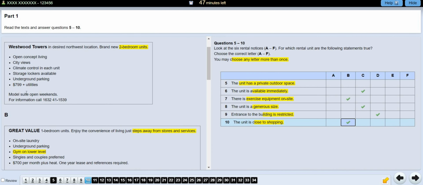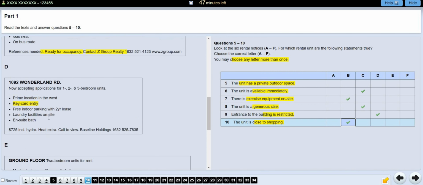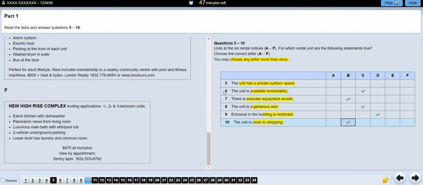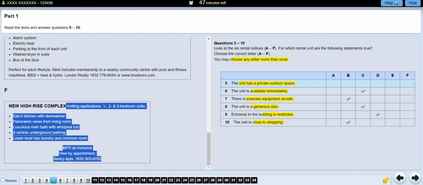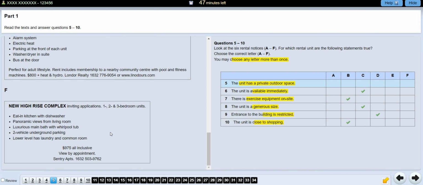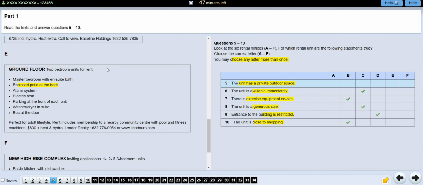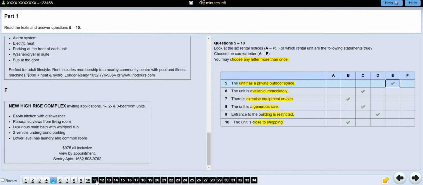And what's left? Number 5. So I've colored everyone. Just these two are left. Unit has a private outdoor space. No, it doesn't say anything about the outdoor space, but two-bedroom unit, master bedroom with ensuite bath, enclosed patio at the back. It has outdoor space. Alright, so these can be a bit confusing. Alright, moving on to 11.